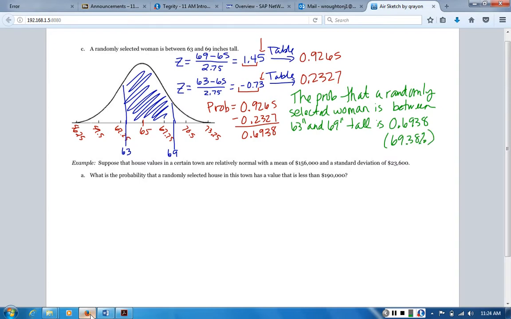Right, so we've seen an example of each. We've seen one that's shaded left, we've seen one that's shaded right, and we've seen one that's shaded between. Using all of these concepts, I can really now find any probability that you ask me to find. So the rest of this video is just doing another practice.